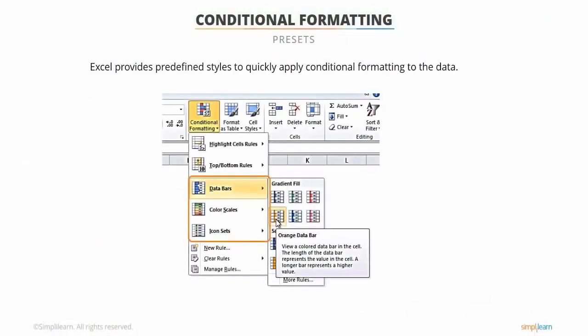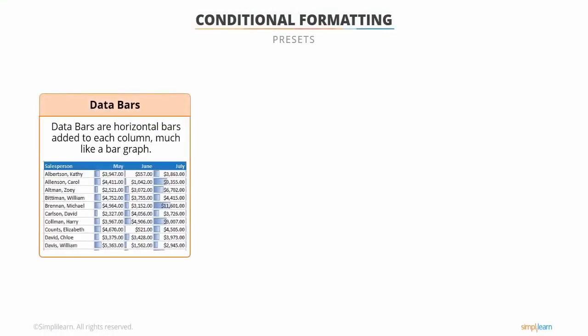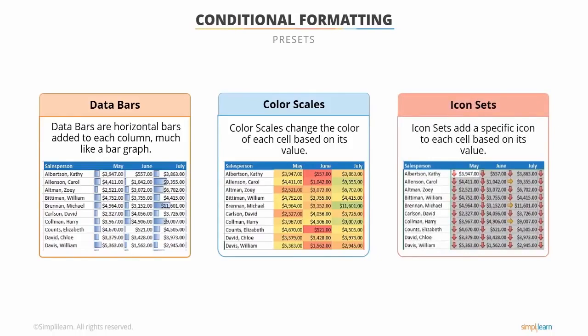Excel provides predefined styles to quickly apply conditional formatting to our data. They are data bars. Data bars are horizontal bars added to each column, much like a bar graph. Color scales. Color scales change the color of each cell based on its value. Each color scale uses a 2 or 3 color gradient. Icon sets. Icon sets add specific icon to each cell based on its value.